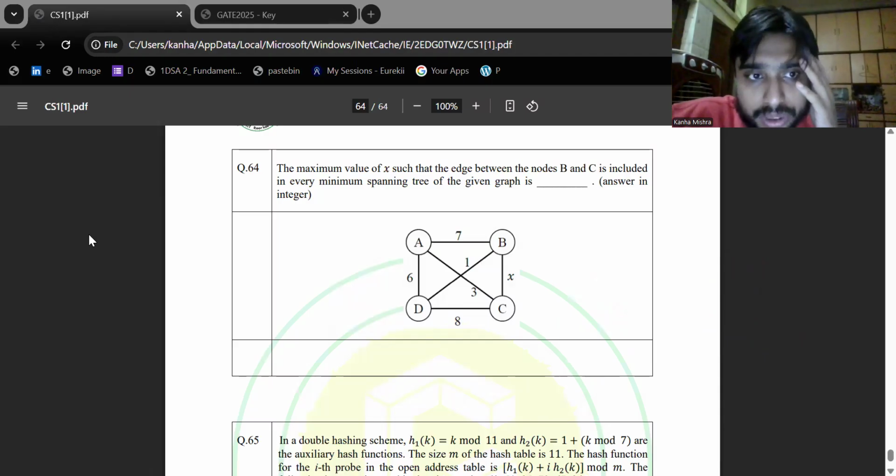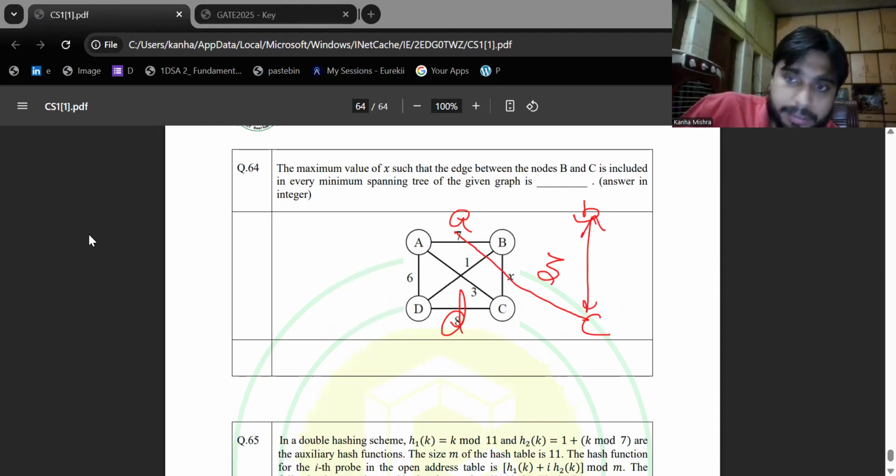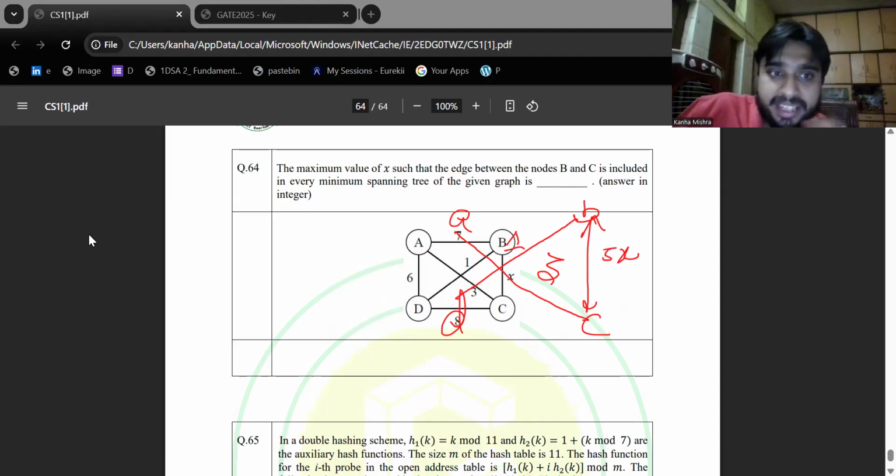So what should we do? Now, what should we do? So let's talk about another approach. If this is A, let's put B, this C, and this D. If I connect A and C, that was 3. If I connect BC, then it is X initially. I will try to replace it. Another MST I can think of is this: 1 plus 3 is 4, 4 plus 5 is 9. So BD, AC, and BC.